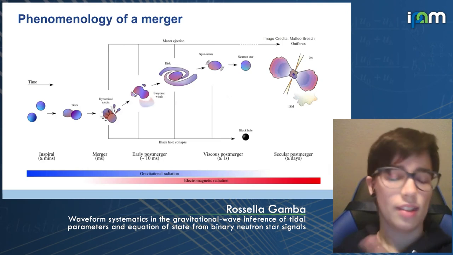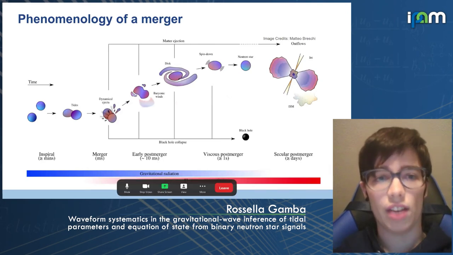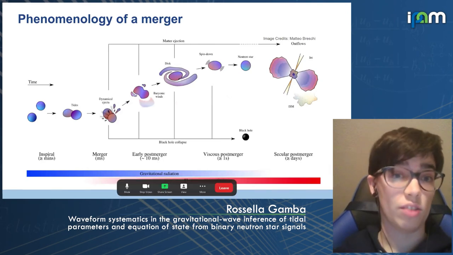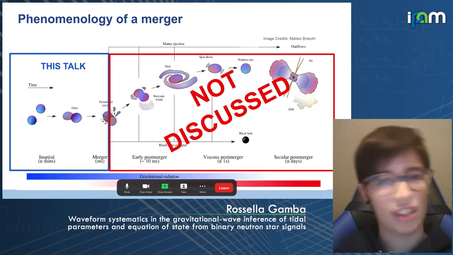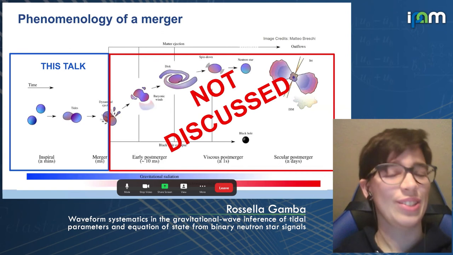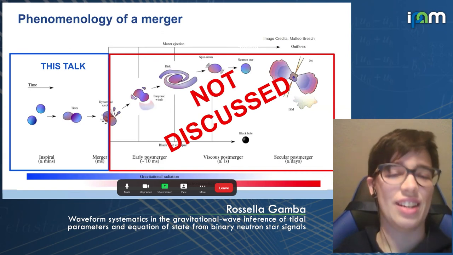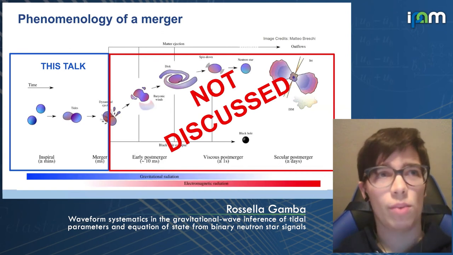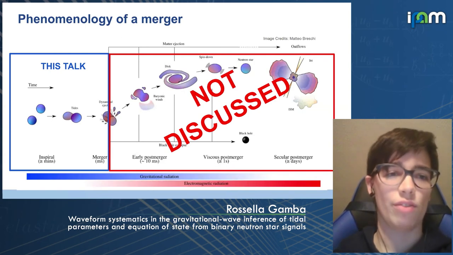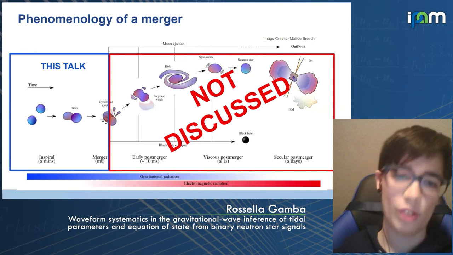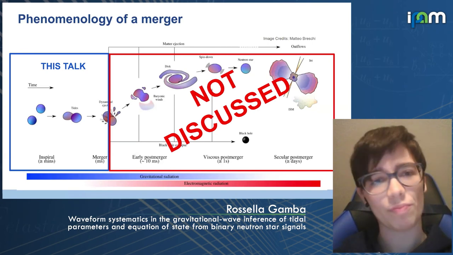The second part is extremely interesting because you don't only have gravitational waves, but you also have electromagnetic radiation. However, I will definitely not discuss it. It is interesting, but it's also extremely hard to model. And I would say the models that we have currently for the post-merger phase are not as accurate as those that we have for the first part of the talk. So I will just focus on that for the moment.